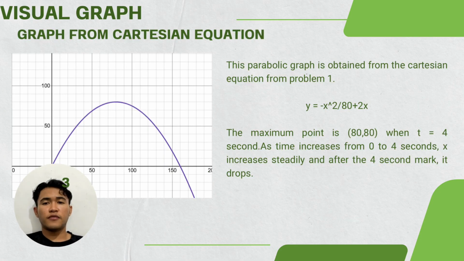Okay, now we are at the visual graph part. As you can see here, we have a graph from the Cartesian equation. This parabolic graph is obtained from the Cartesian equation we obtained from problem 1.